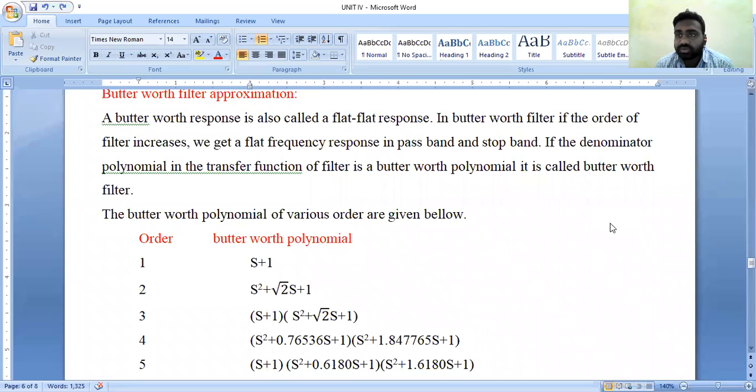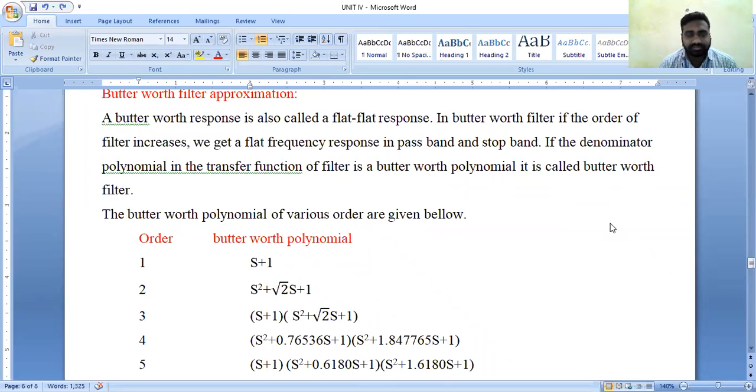Good afternoon to everyone. So we are discussing the concept of filters, active filters and passive filters in combination. In the last class we discussed the introduction to filters, the pass band, stop band and so on. Next we analyzed the Butterworth filter approximation, and then we designed various polynomials of the Butterworth filter.